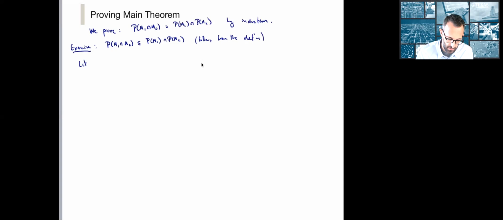So for the other inclusion, let's take X that's a vertex in the intersection of the independent set polytopes. Again, since everything here is a polytope, if they're not equal, then the larger set has to have a vertex that's not included in the other set. So let X be such a vertex, but not in P of M1 intersection M2.